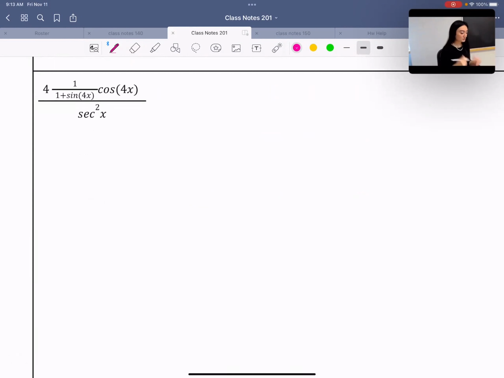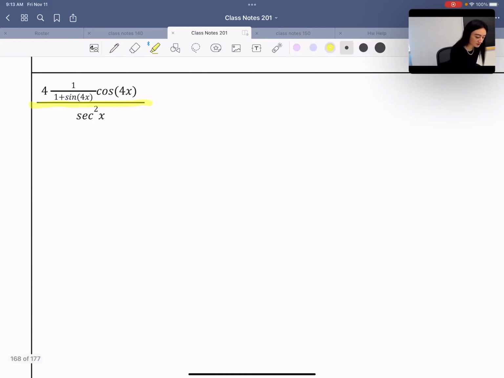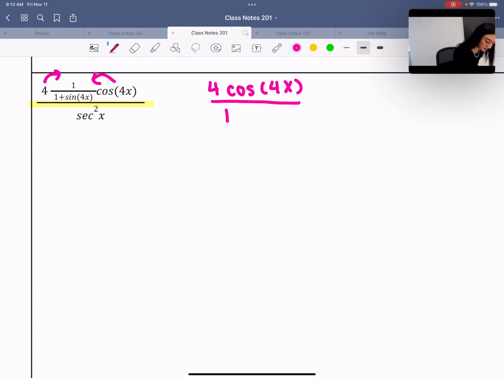The way that we do this is we write this as one big fraction over another big fraction. The fraction that I want to focus on is the biggest one. I want to put a fraction on top of that yellow line that I just highlighted and a fraction on the bottom of the yellow line. I can do that by multiplying through on the top. I can multiply the 4 and the cosine 4x to make one big fraction up top. So this becomes 4 cosine of 4x over 1 plus sine of 4x.